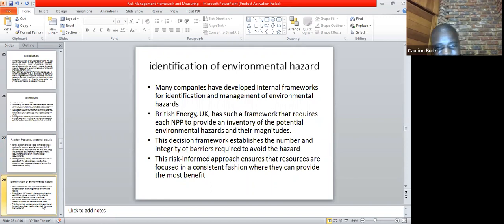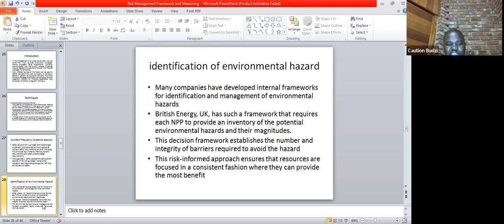Another technique is the identification of environmental hazard. In many organizations, there are internal frameworks which are used for the identification and management of environmental hazards. For example, British Energy in the UK has such a framework that requires each nuclear power plant to provide an inventory of potential environmental hazards and their magnitudes.